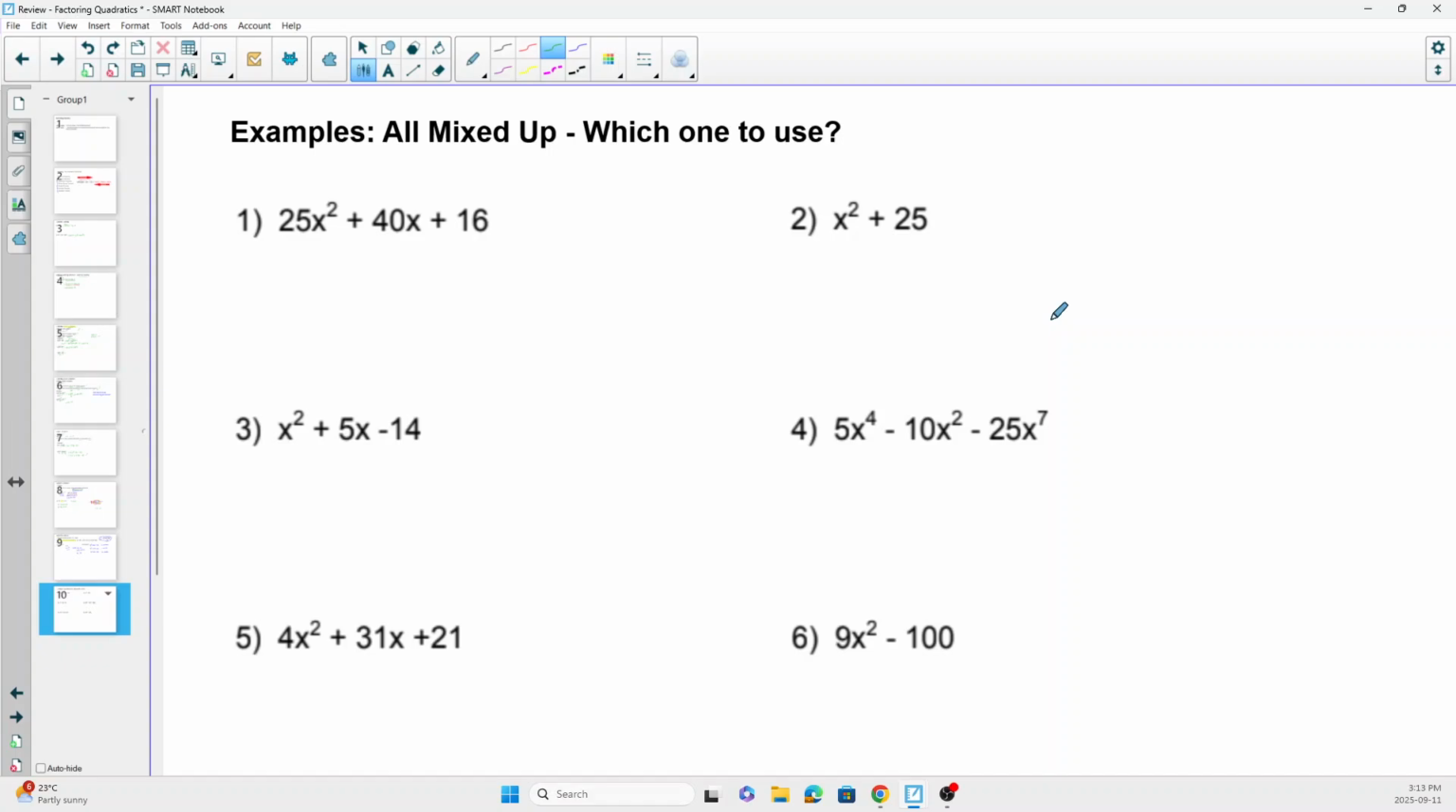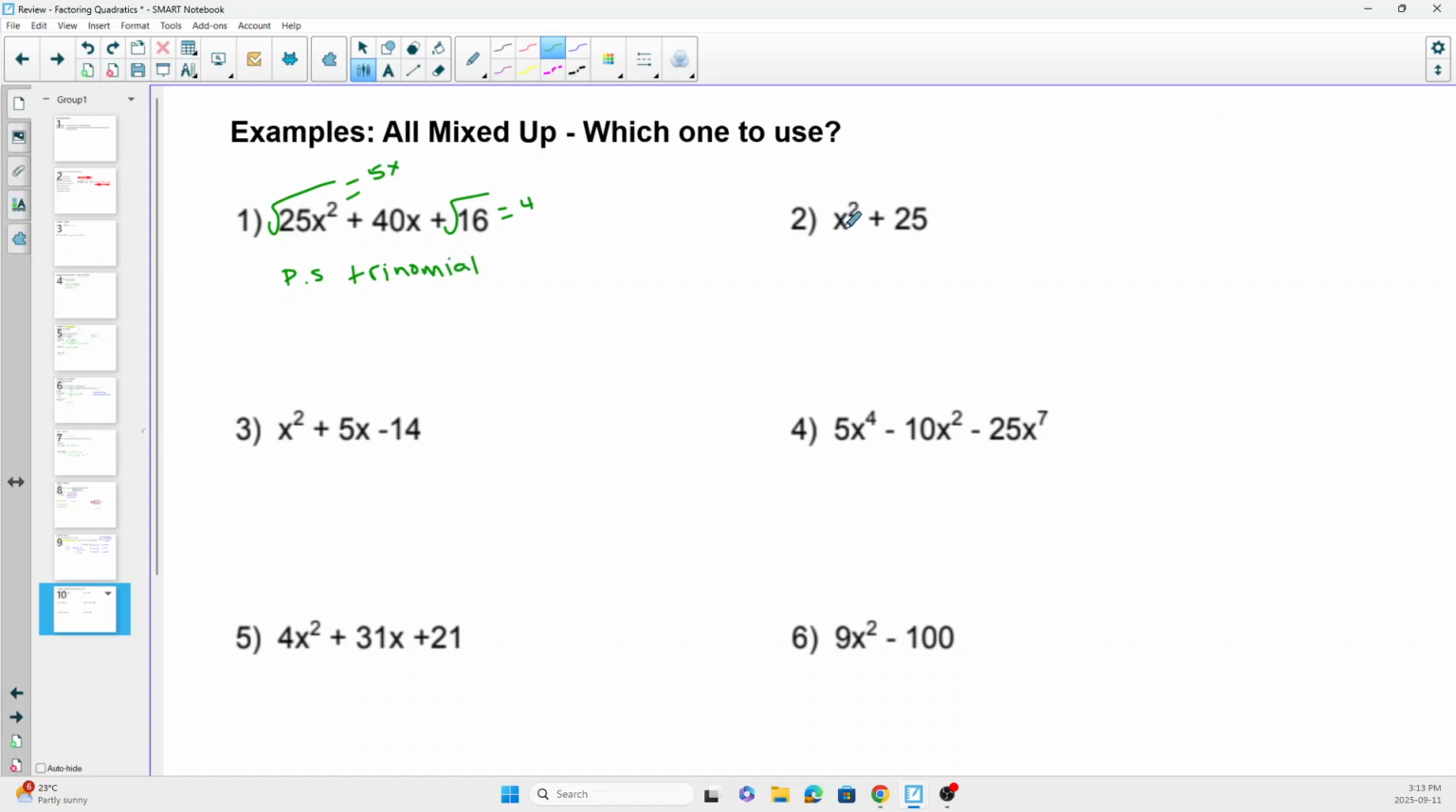Okay, so if you paused and you've come back, here we have three terms. The first is a perfect square. The third is a perfect square. The square root of the first is 5x. The square root of the third is 4. 4 times 5x is 20x, times 2 is 40x. This is a perfect square trinomial. I'm not even going to put the answers for the sake of time, but we have a perfect square trinomial, so you would be using that method.